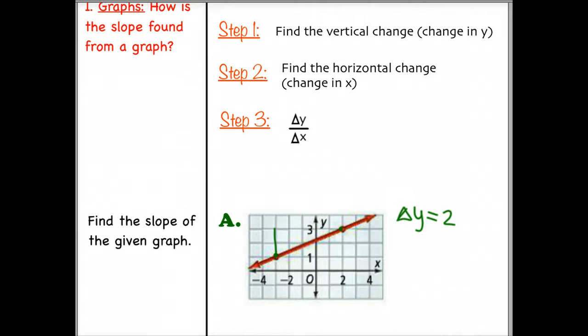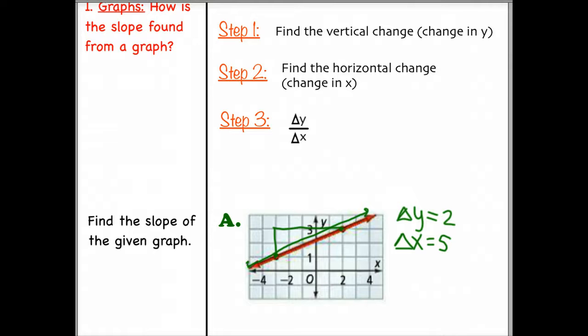So now we want to find our horizontal change and figure out how many we are moving either left or right. So we are going to the right 1, 2, 3, 4, 5. So our change in x is 5. And you'll notice that both are positive because we have this positive slope here.